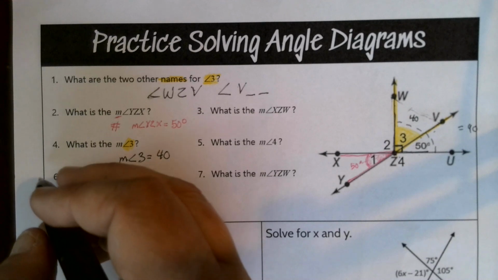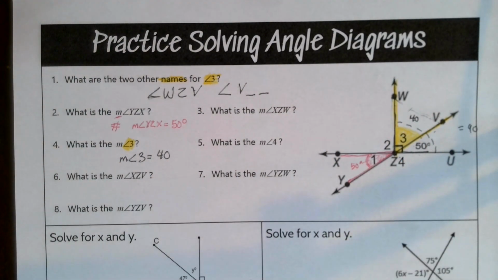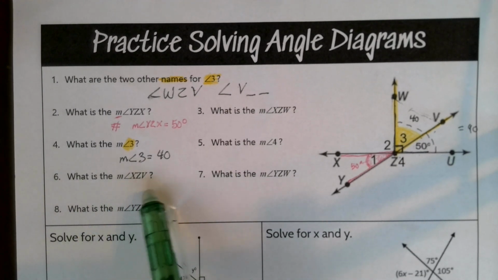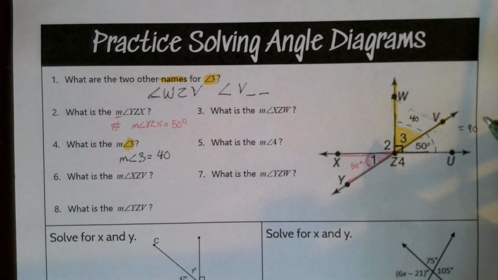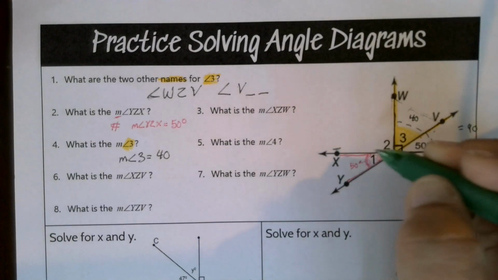Why? Because we knew that these two had to add together to equal 90. Right? Let's check out the next one. We've got the measure of XZV. Okay? XZV. First we have to find it.